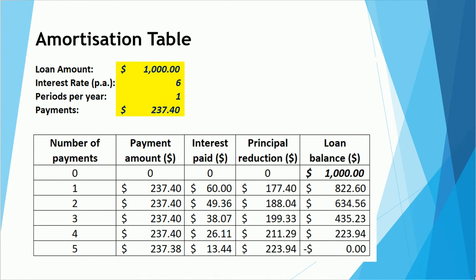Today we'll be looking at amortization tables. Amortization tables are quite often used for reducing balance loans. And you can see here we've got a schedule for a loan repayment for $1,000 when the interest rate is 6% per annum. Its repayments are happening annually and our annual payment amount is $237.40. And here's our payment schedule, or what we call an amortization table.